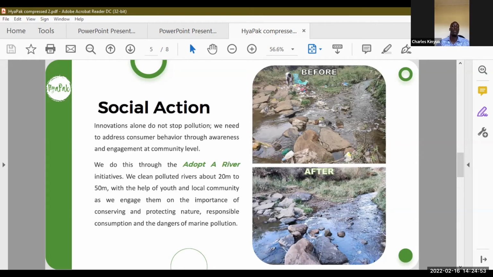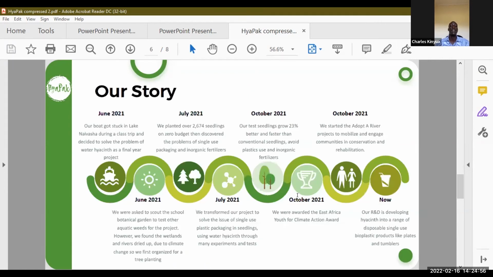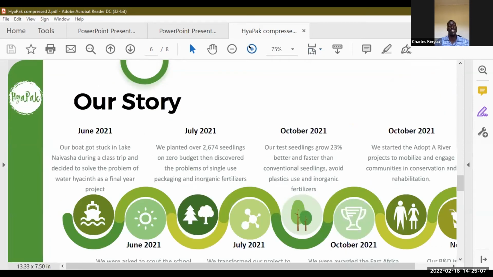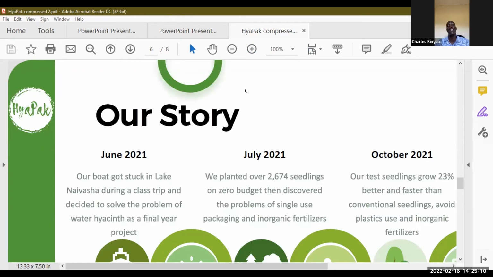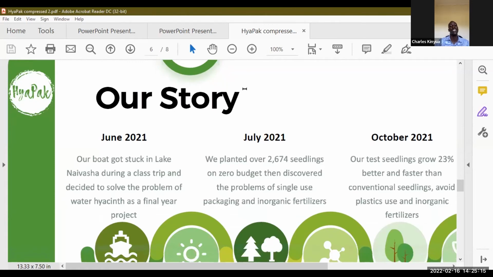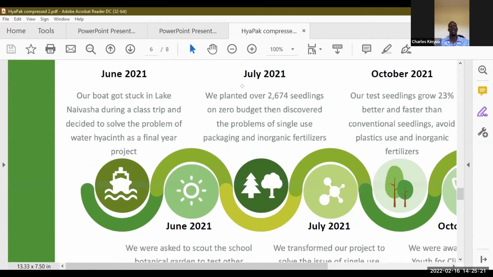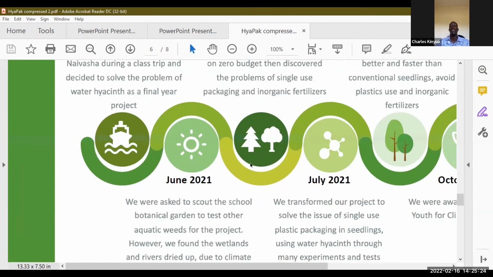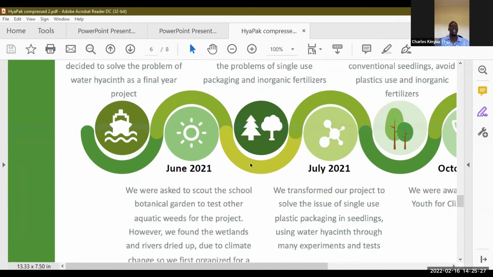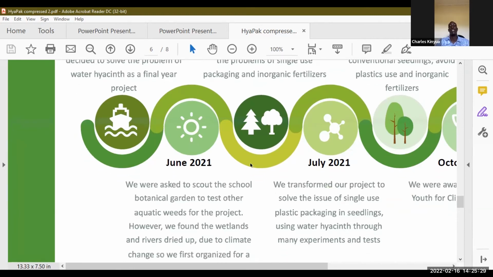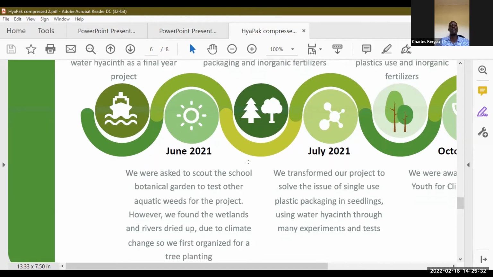Then this is where our story began. On June 2021, last year, we were on a class trip to Lake Naivasha, and somehow our boat got stuck in the lake due to the water hyacinth. We are water engineers, and this really troubled us. So the same June 2021, we came up with a solution. After our research, we realized that the locals said the water hyacinth has really impacted their livelihoods.